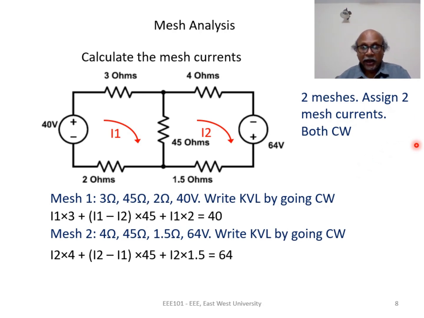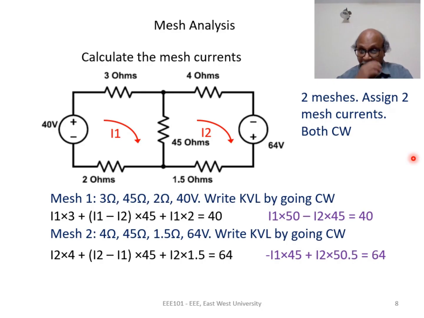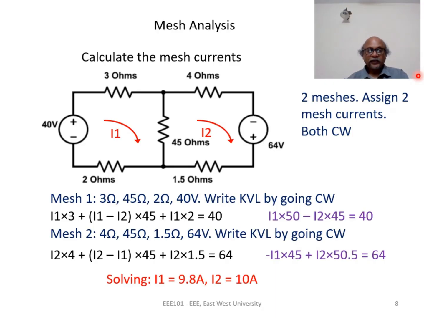Now we can collect the I1 and I2 coefficients to simplify these equations, and we get these two equations. We have two equations and two unknowns. We can solve them in a straightforward way using our calculator, and the result is I1 equal to 9.8 ampere and I2 equal to 10 ampere. So we can see that mesh analysis is quite straightforward, and if we understand the concepts of nodal equations, it is not difficult to understand the concepts of mesh equations also.